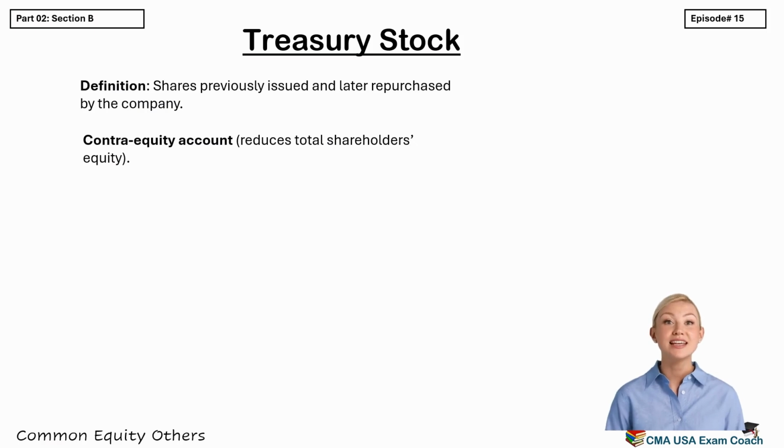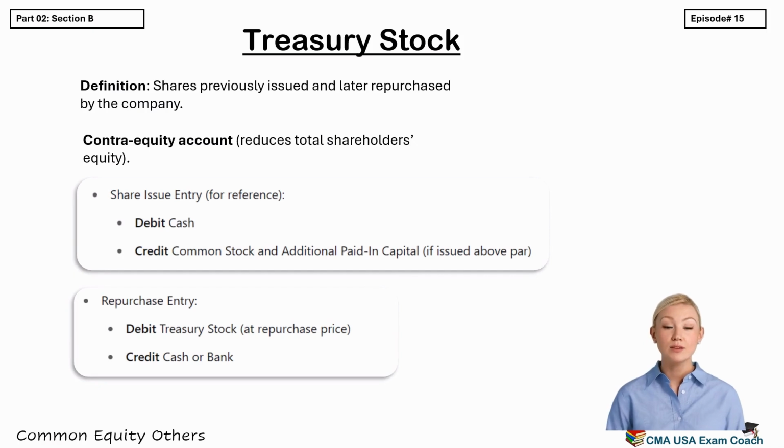Let's take a quick look at the accounting entries to understand this clearly. When a company issues shares, the entry is debit to cash or bank, credit to common stock, and any amount received above the par value is credited to additional paid-in capital, or APIC. But when the company buys back its own shares, the entry is debit to treasury stock and credit to cash, based on the repurchase price.